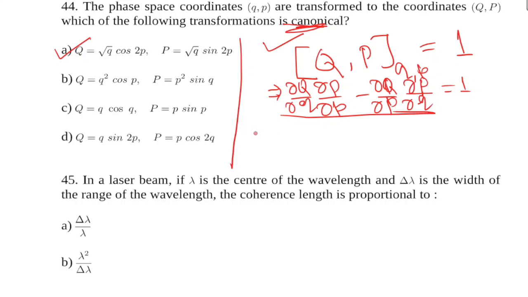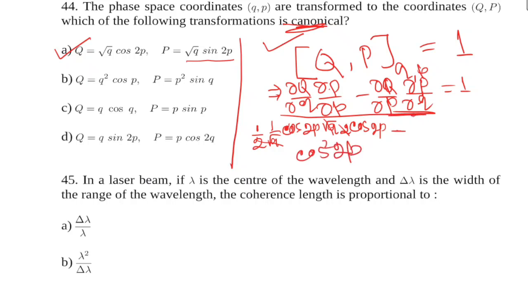So for option A, you can put ∂Q/∂q, so it will be half, 1 by square root of q, cos 2p. Now ∂P/∂p, so this will be square root of q, 2 cos 2p. Okay, you can see here 2 square root of q and 2 square root of q cancel. So it will be basically cos square 2p.